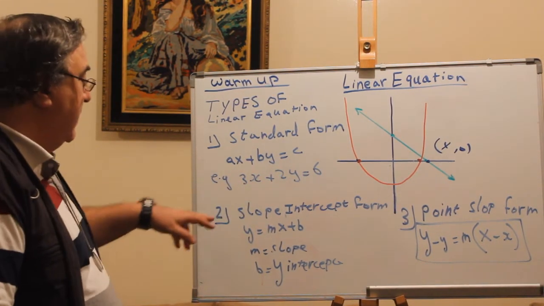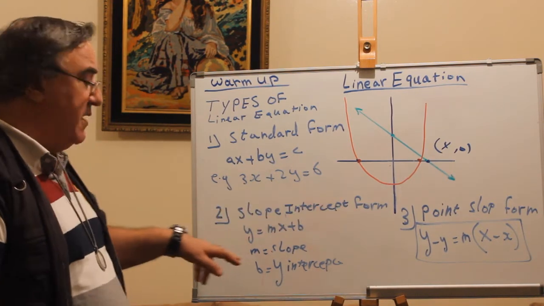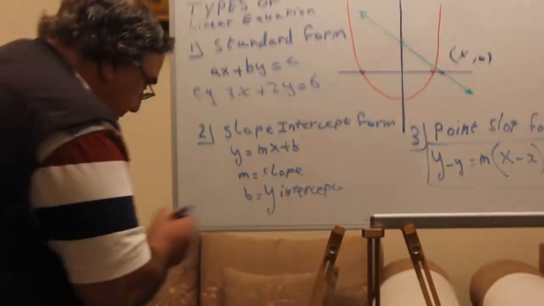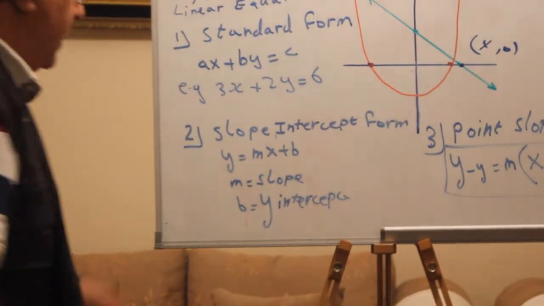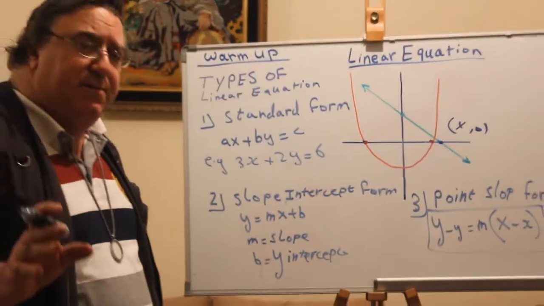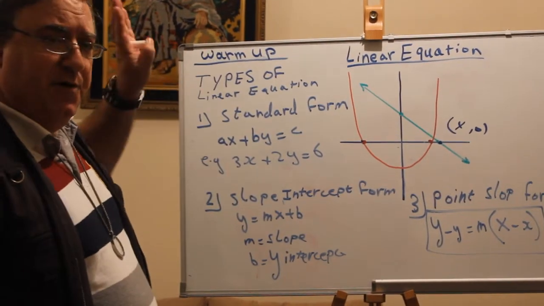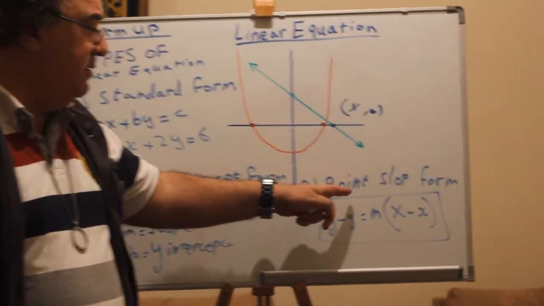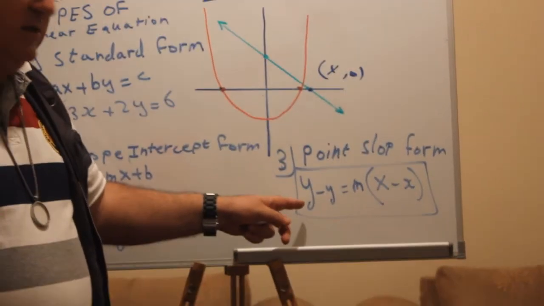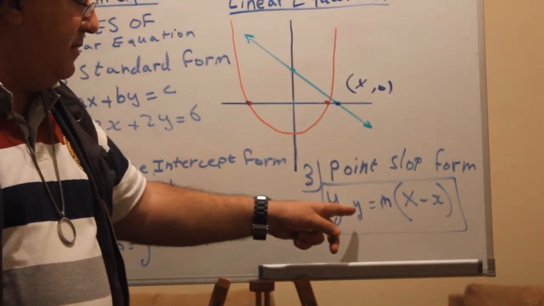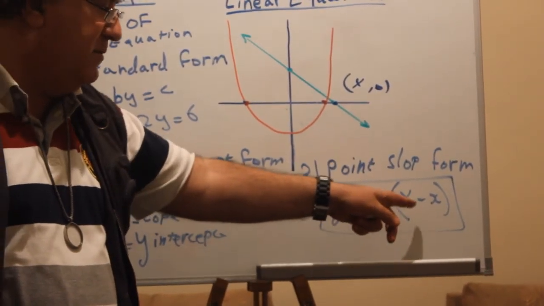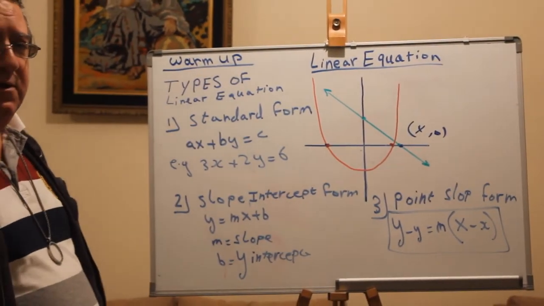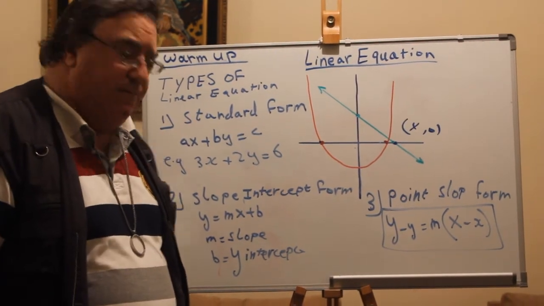Second form is slope-intercept form. It comes in the form y equals mx plus b, where m is the slope and b is the y-intercept. If you don't remember the meaning of slope, I have a warm-up you can go and watch. Third is point-slope form, which comes in the form Y minus y1 equals slope times X minus x1. This will be explained individually in each lesson. Okay, go on for the next one.